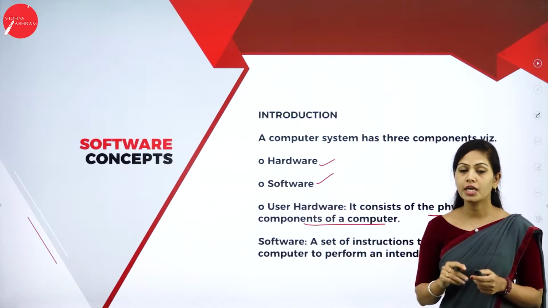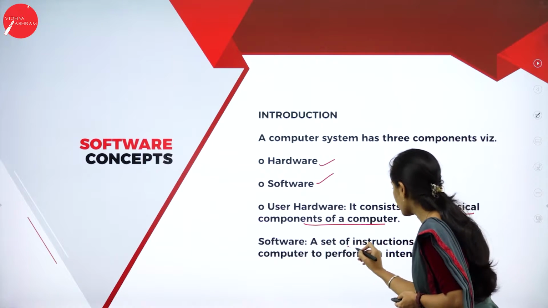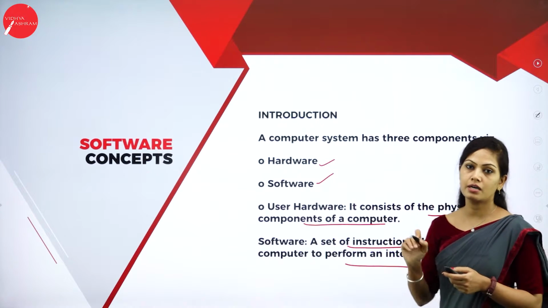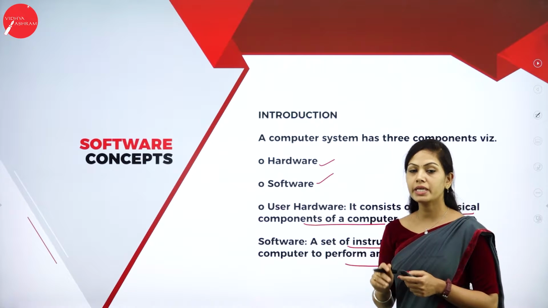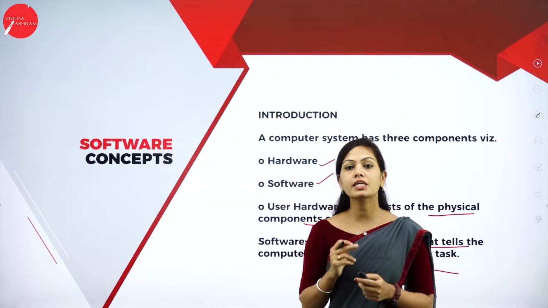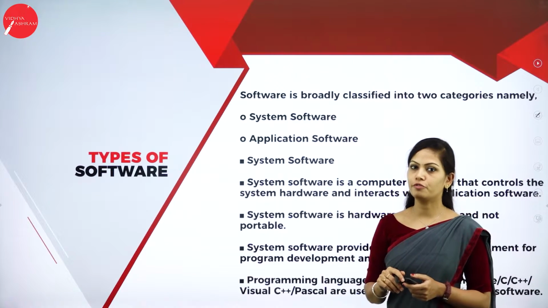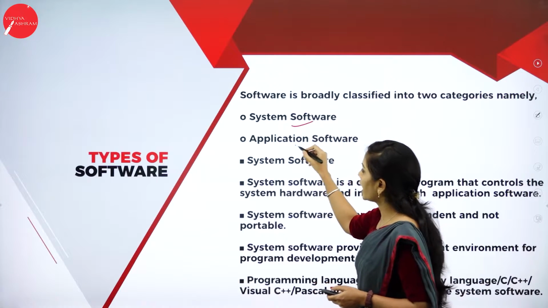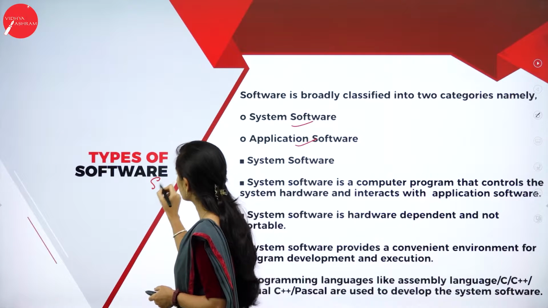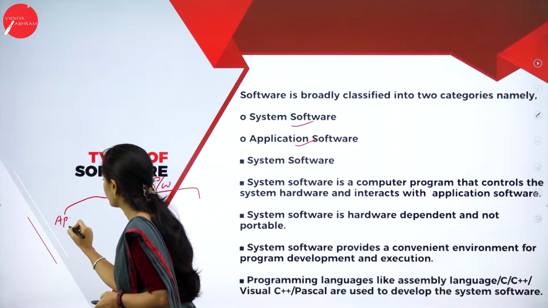So what is software? Software is a set of programs, a set of instructions that tells the computer to perform a task. Clear? Software means a set of instructions. Hardware means the physical component of a computer system. And we have 2 types of software, that is system software and application software. Software can be categorized into system software and application software.